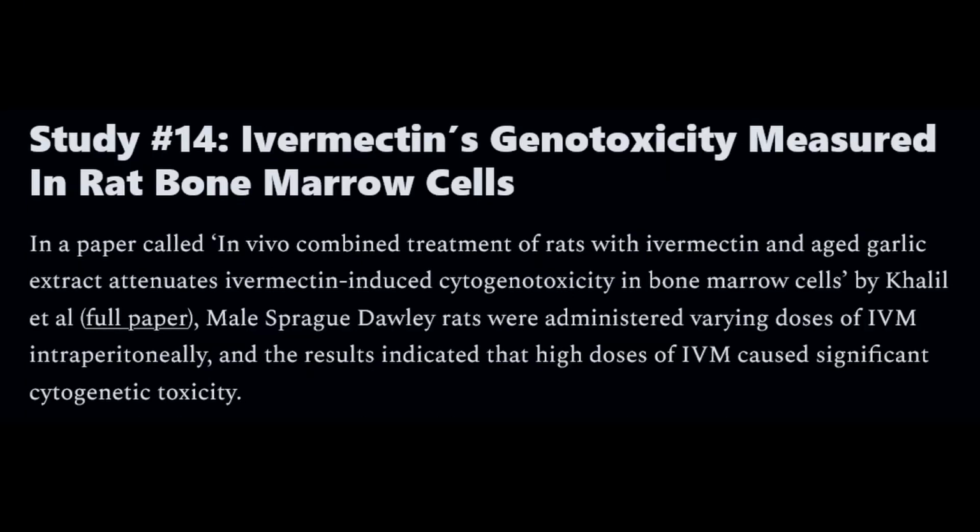Let's go now to study 14. The paper was called In Vivo Combined Treatment of Rats with Ivermectin and Aged Garlic Extract Attenuates Ivermectin-Induced Cytogenotoxicity in Bone Marrow Cells. And this is by Cahill et al. Male Sprague Dawley rats were administered varying doses of ivermectin intraperitoneally, and the results indicated that the highest doses of ivermectin caused significant cytogenetic toxicity.